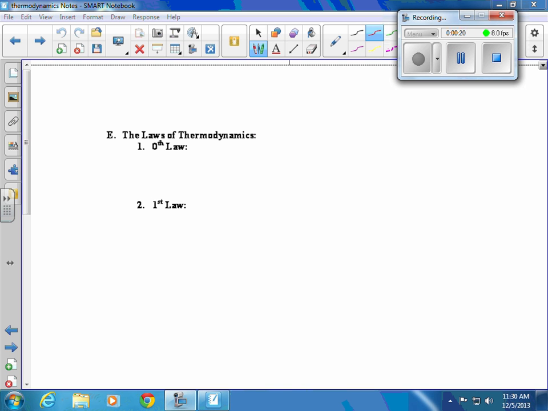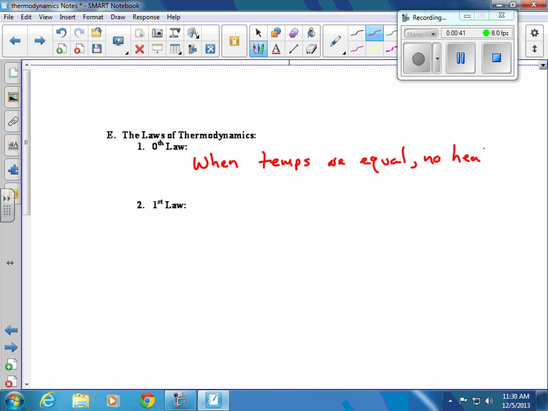I guess there was a first and second law of thermodynamics. They realized there was an assumption they were making that should have been the first law, or I'm sorry, that came before the first law. 0 comes before 1 and 2. And that assumption is that when temperatures are equal, no heat flows.